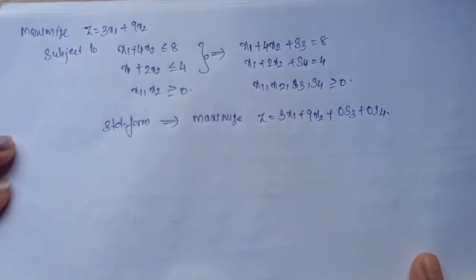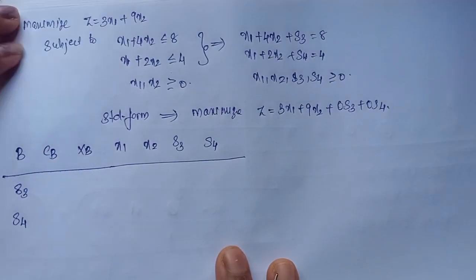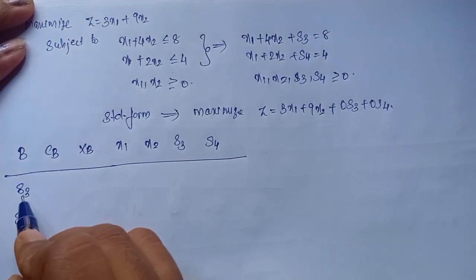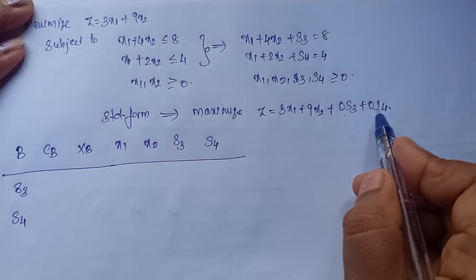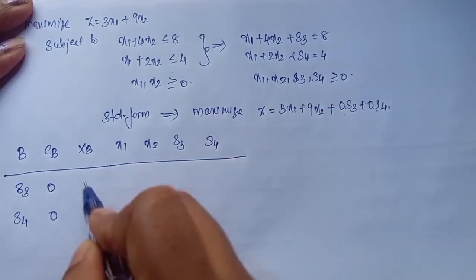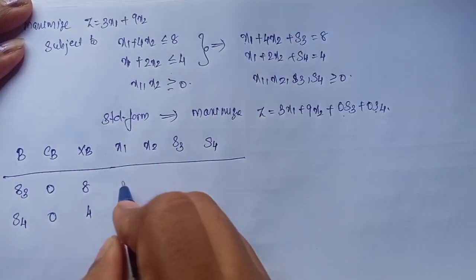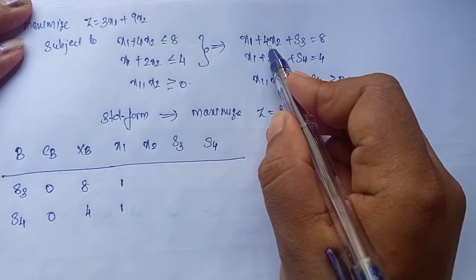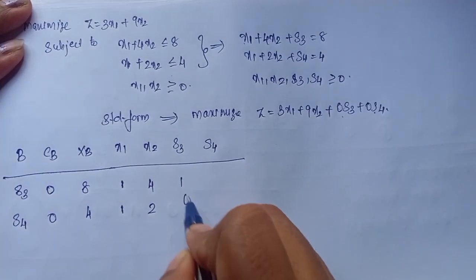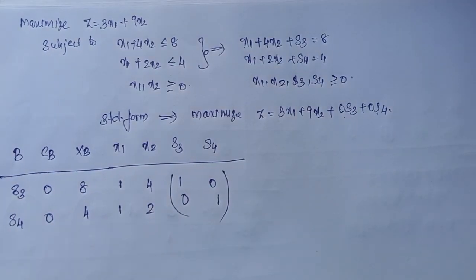So let's draw the simplex table. The basic variables are s3 and s4, and their coefficients in z are 0, 0. The xb column denotes the right hand side values, they are 8, 4. The coefficient of x1 is 1, 1. The coefficient of x2 is 4, 2. The coefficient of s3 is 1, 0. And the coefficient of s4 is 0, 1. So this is the identity matrix.